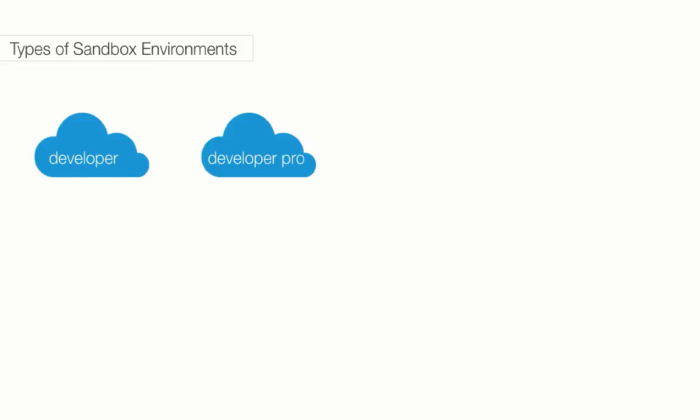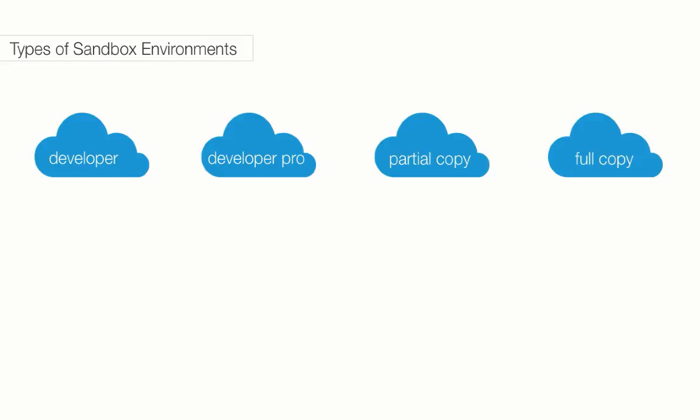There are different kinds of sandboxes: developer, developer pro, partial copy, and full copy. A developer sandbox can be used for coding or testing. Developer Pro sandbox can also be used for coding and testing, but has a larger storage limit than developer sandboxes have, which allows for more robust test datasets.